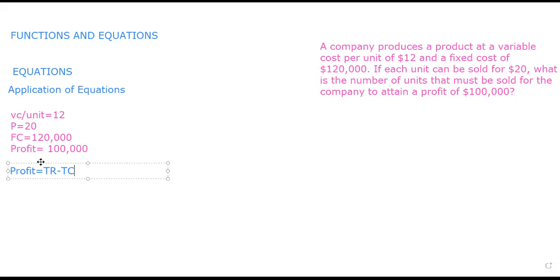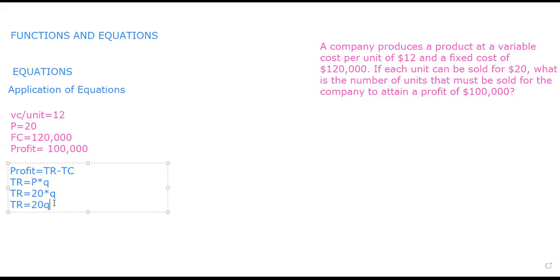So this is an example of an equation. Now, how do you find TR? TR is price times quantity. So what is our price? $20. So our price is 20 times Q. We don't know the quantity, because we have to find the quantity that must be sold to make a profit of 100,000. So 20 times Q gives us 20Q. So our TR is 20Q.